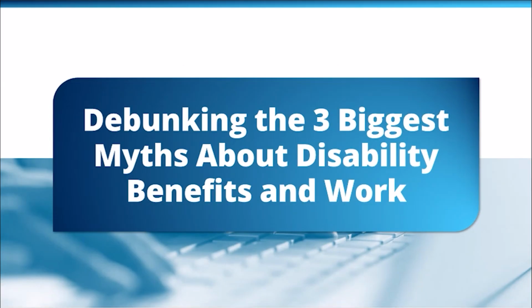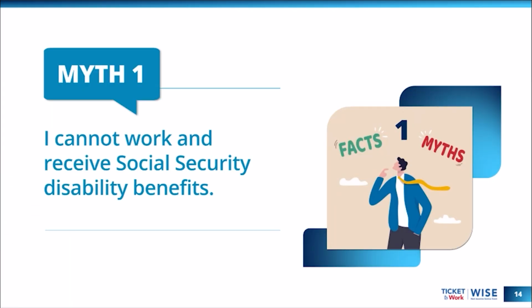So, debunking the 3 biggest myths about disability and work. What are they and what can we do about them? The first myth is, I cannot work and receive Social Security disability benefits. And this myth has existed as long as these programs have existed, and it's just plain wrong. You know, we have a notion at application for these benefits of a term called substantial gainful activity. That is what Social Security considers work. This year, that number is countable income of $1,620 a month.